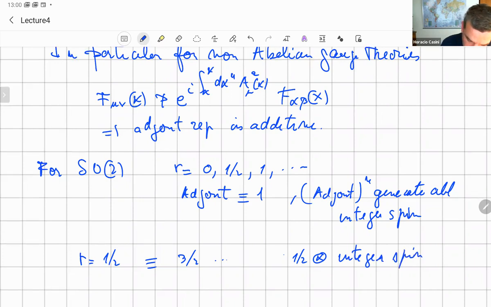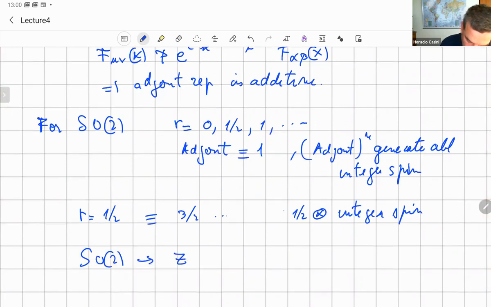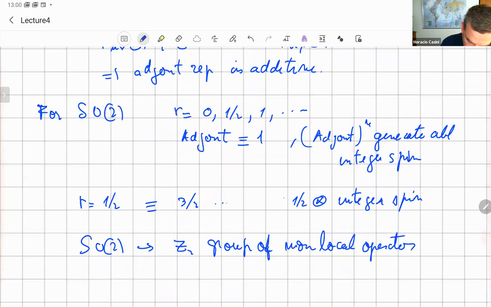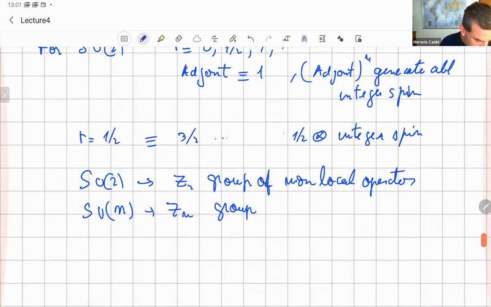So in that case, for SU(2), you have a Z_2 group of non-local operators. And in the same way for SU(N), you have a Z_N group, which is abelian and very small, but it's still very interesting.